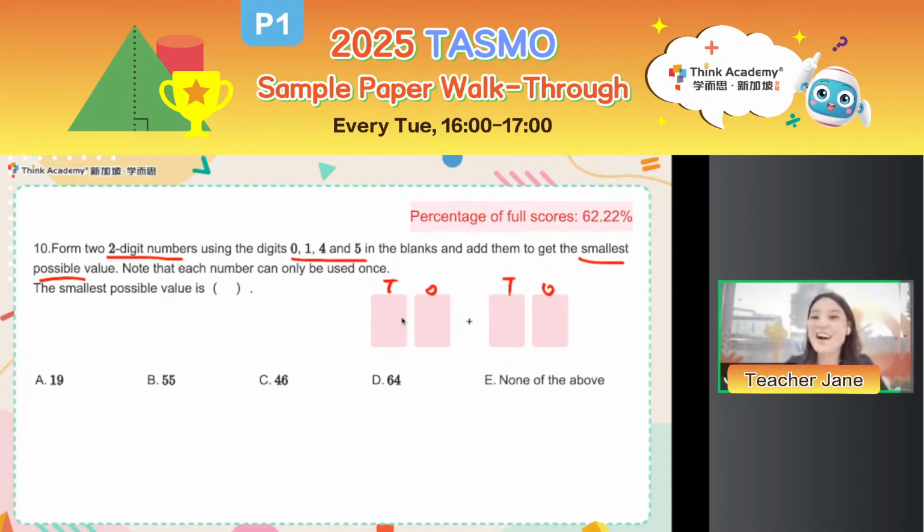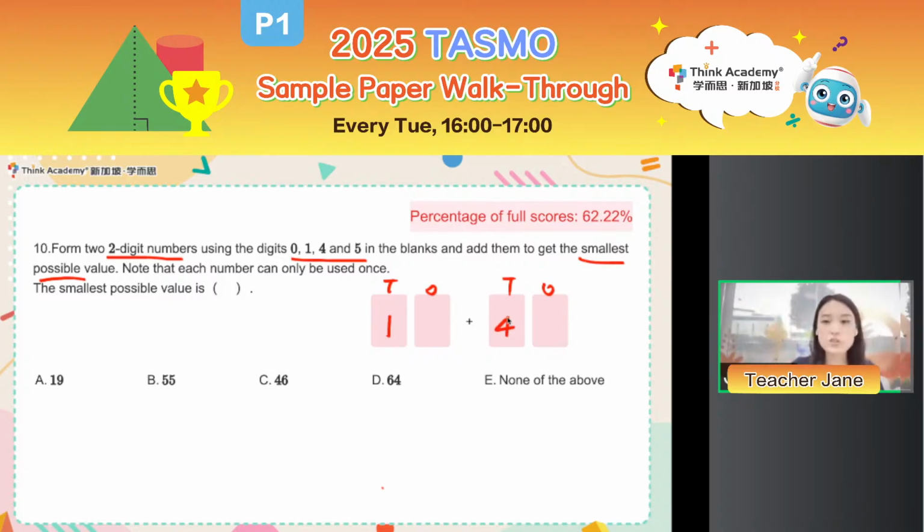So somebody may say, aha, teacher Jane, then I put 0, the smallest number, at the tens place, and put 1 at the other tens place. Is it okay? Yes or no? Cannot, right? Because if the tens place is 0, for example, 0, 1, then this is just 1, right? Do we have to write 0? No, cannot. Okay, so we cannot do it like this. So let's see what are the other numbers.